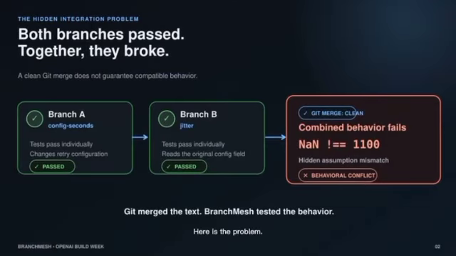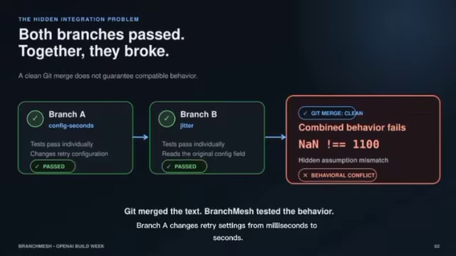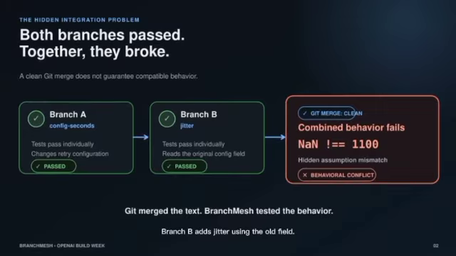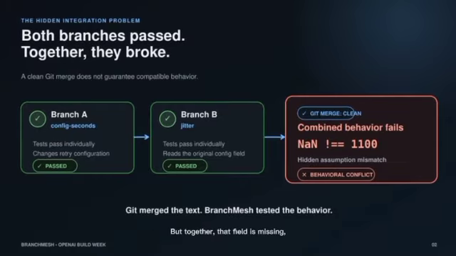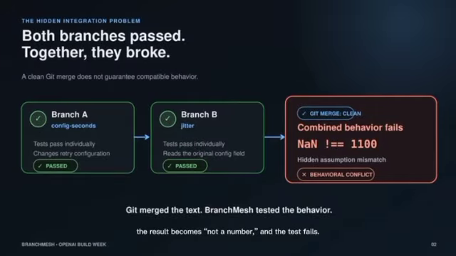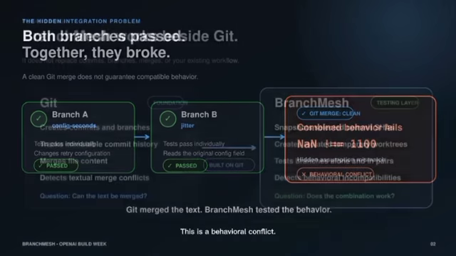Here is the problem. Branch A changes retry settings from milliseconds to seconds. Branch B adds jitter using the old field. Both pass separately, and JIT merges them without a file conflict. But together, that field is missing. The result becomes not a number, and the test fails. This is a behavioral conflict.